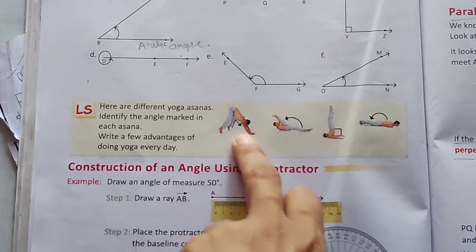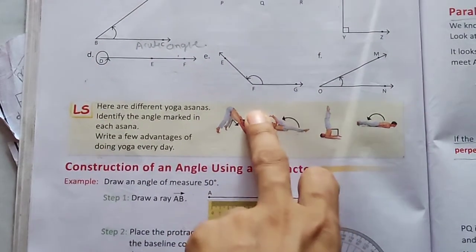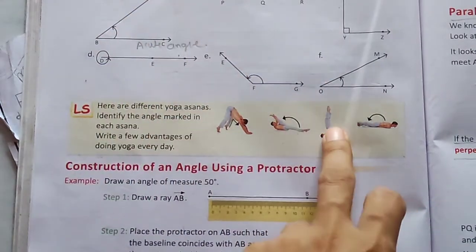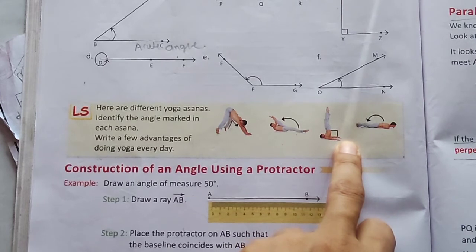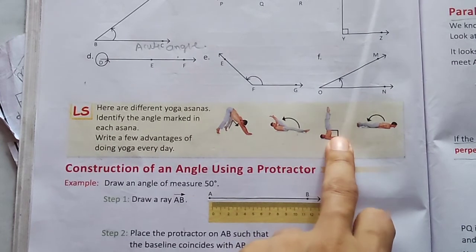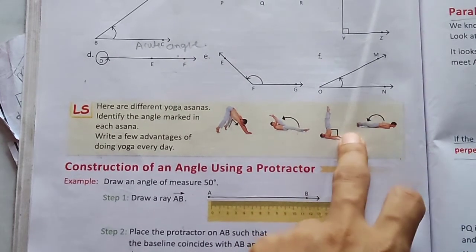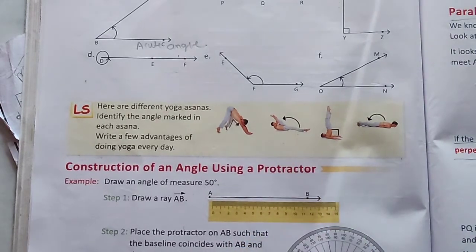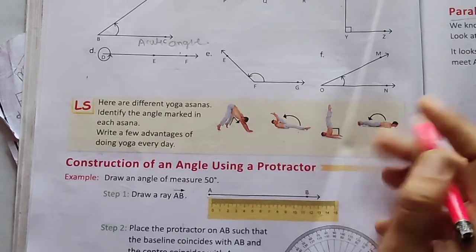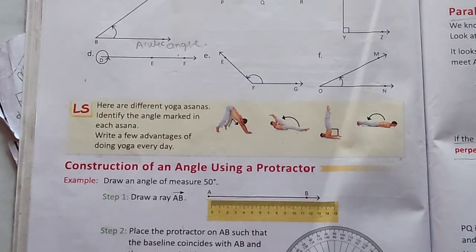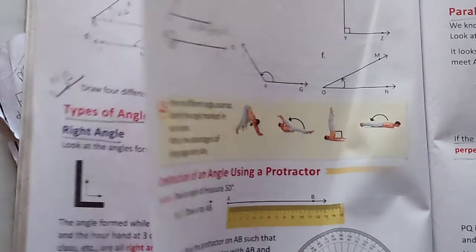Okay, see here, a small angle. Then this is an obtuse angle, open type. Then here a 90 degree angle is formed. These legs and hand, so this type of angle is called a right angle. And this is a straight angle. See, a straight line. So this question you have to solve yourself in your math notebook. Okay, write the name of the asanas and write 2-3 advantages.